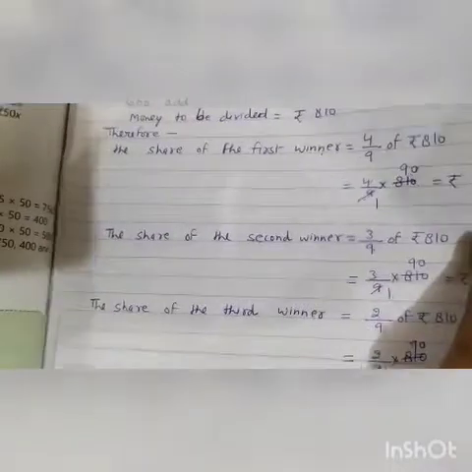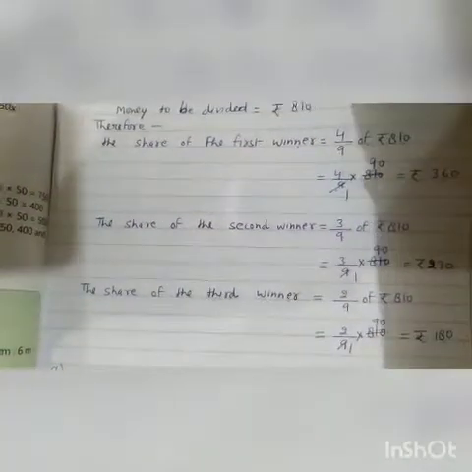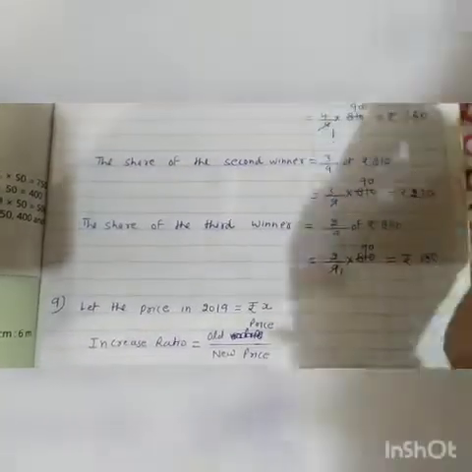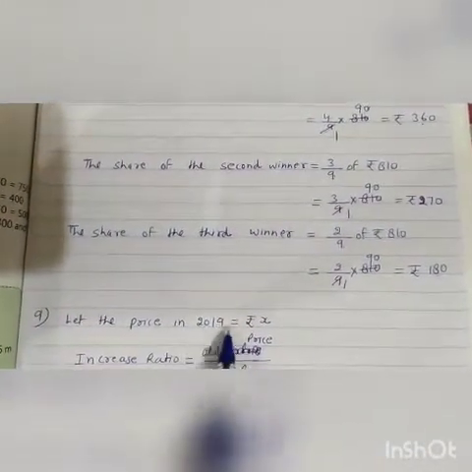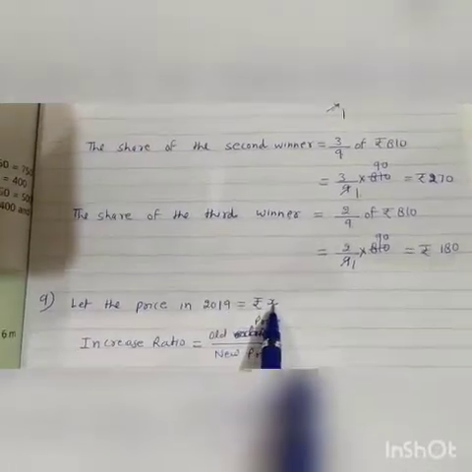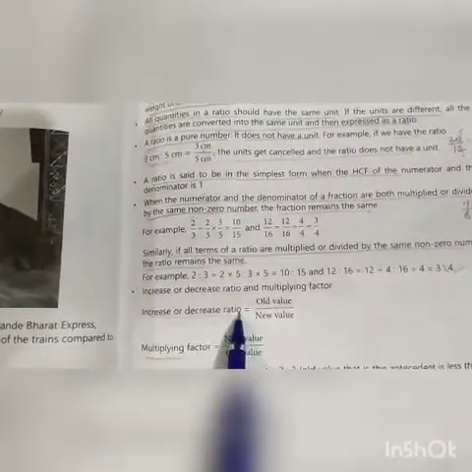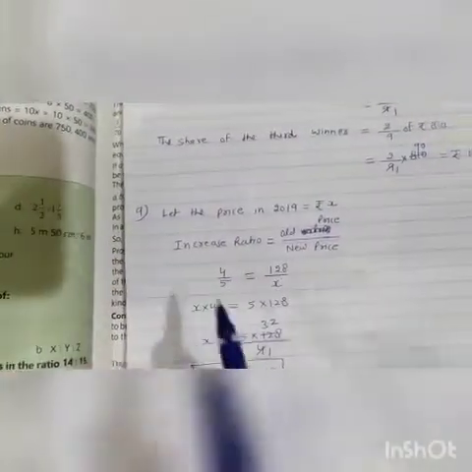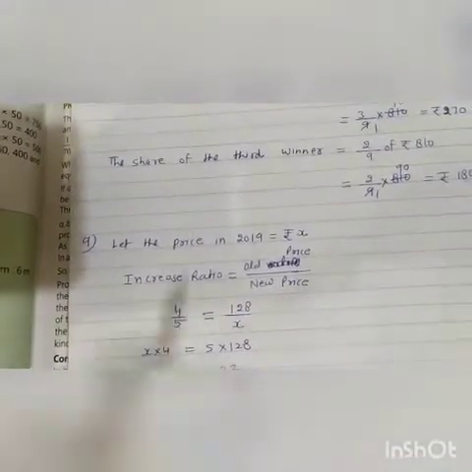What do we have to find out? We have to find out the price in 2019. So we will assume it. Let the price in 2019 be rupees X. Then the increase ratio, see again in properties: increase or decrease ratio is equal to old value upon new value. So the increase ratio is equal to old price upon new price.